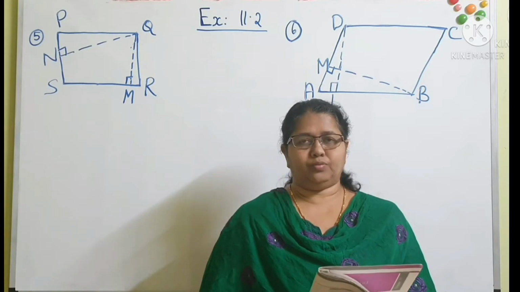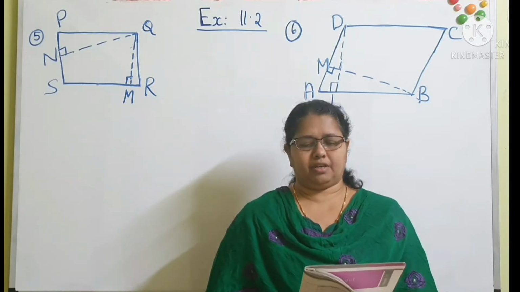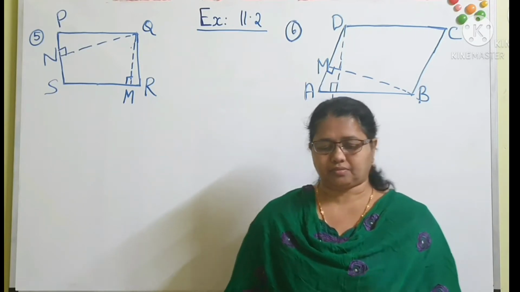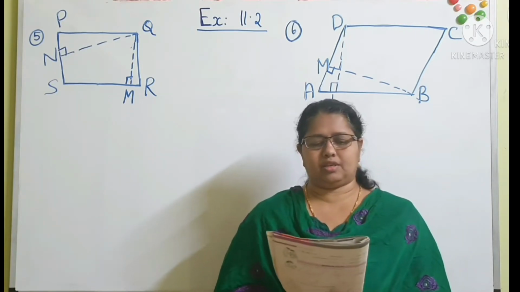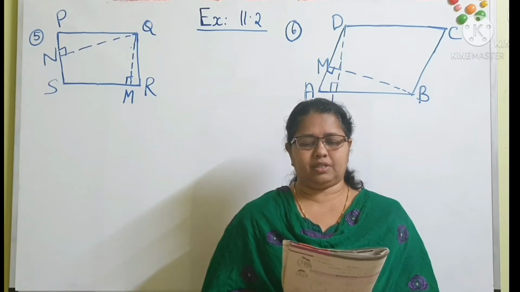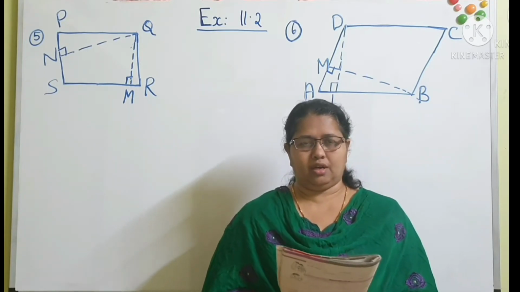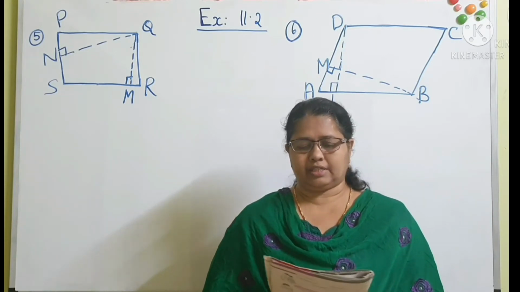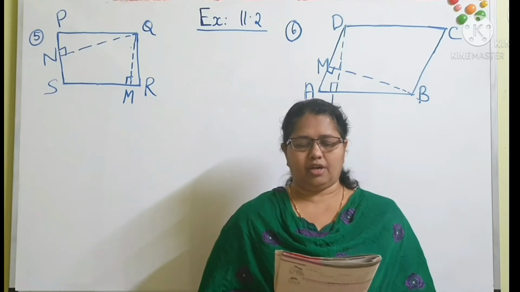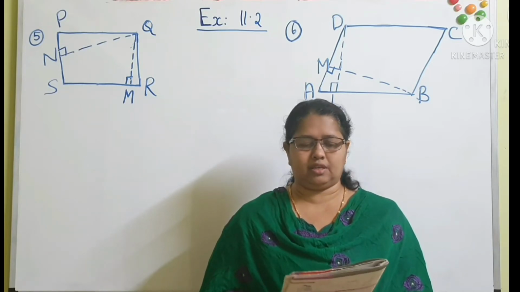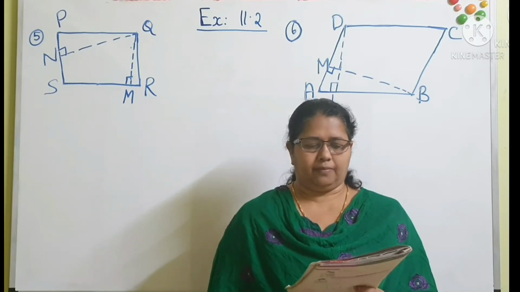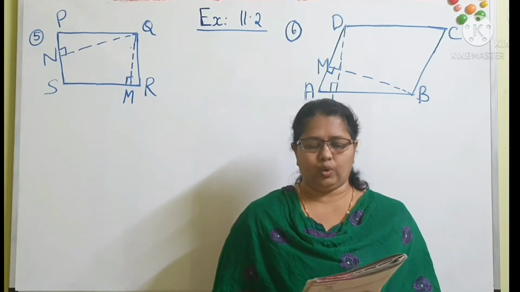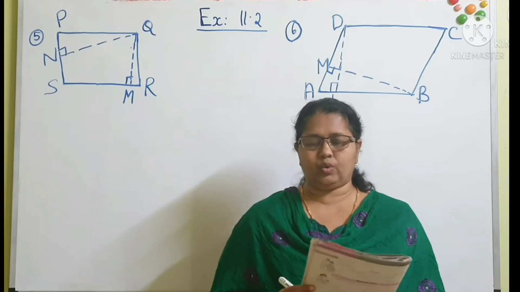Exercise 11.2, chapter perimeter and area. Fifth question. PQRS is a parallelogram. QM is the height from Q to SR and QN is the height from Q to PS. If SR is equal to 12 cm and QM is equal to 7.6 cm, find A. The area of the parallelogram PQRS. B. QN if PS is equal to 8 cm.